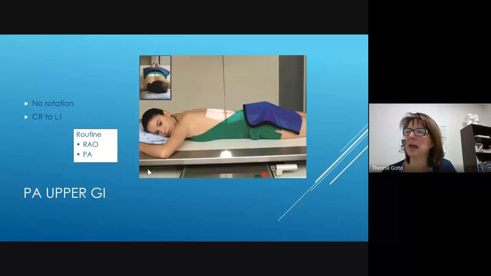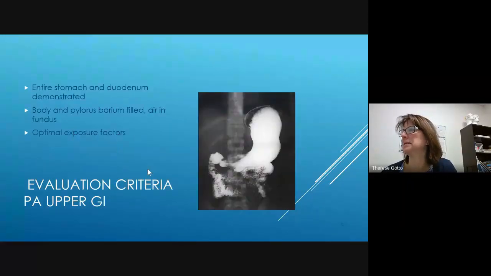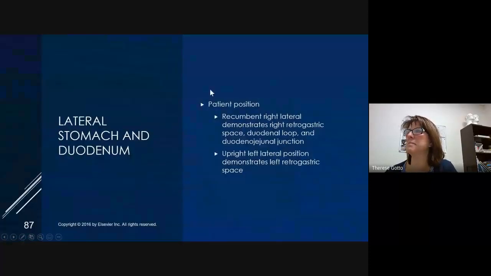And here's a PA. And this is your picture of a PA. So you should see your entire stomach, your entire duodenum, the body, and the pylorus, barium filled, air again in the fundus because we're still PA.